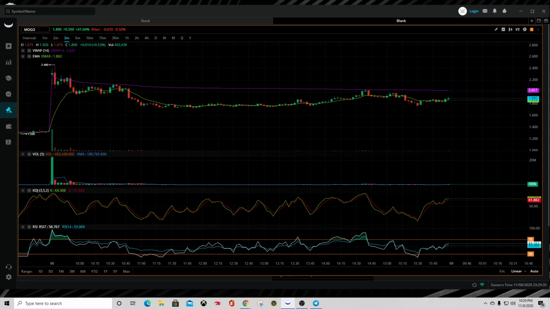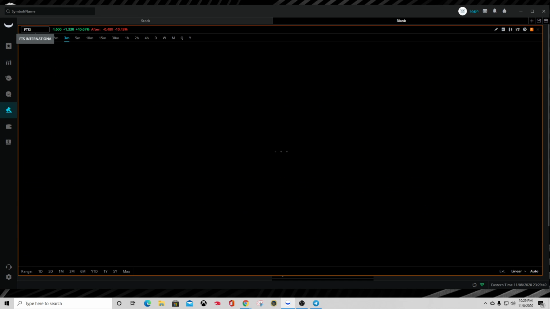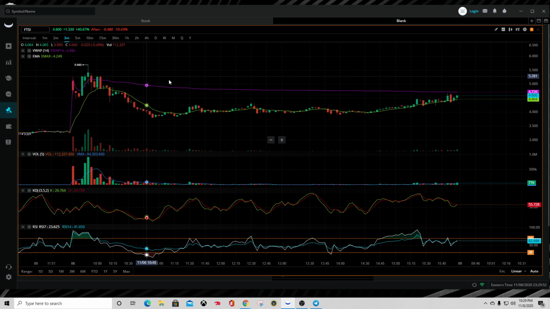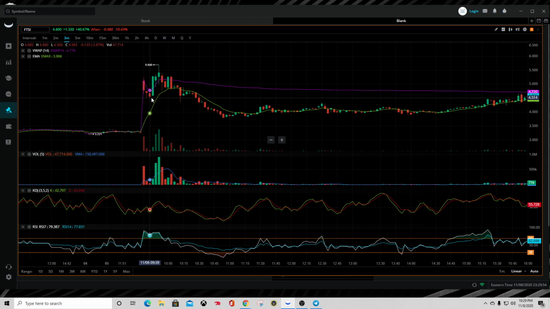Let's see. Cody, XBEV, FTSI. I think FTSI was a great one for a quick trade. Yeah, it was a quick trade. You could have entered in this area. I think it got halted around 5:30, somewhere around there.